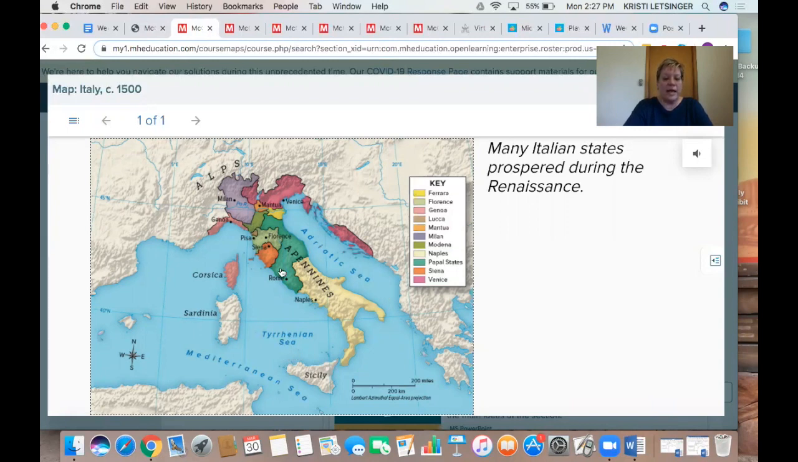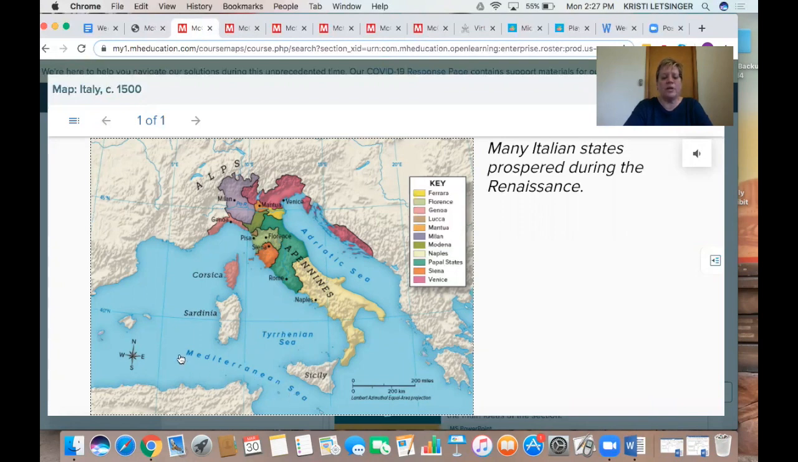We know that we have the Papal States. If you don't remember, the Papal has to do with the Pope. That's where the Pope lived. We have Venice, the port city that made its fortune from being a port city, being a shipbuilding city. We have Florence, which is really our discussion of the Renaissance today, because this is where the Renaissance started, along with the Medici family.